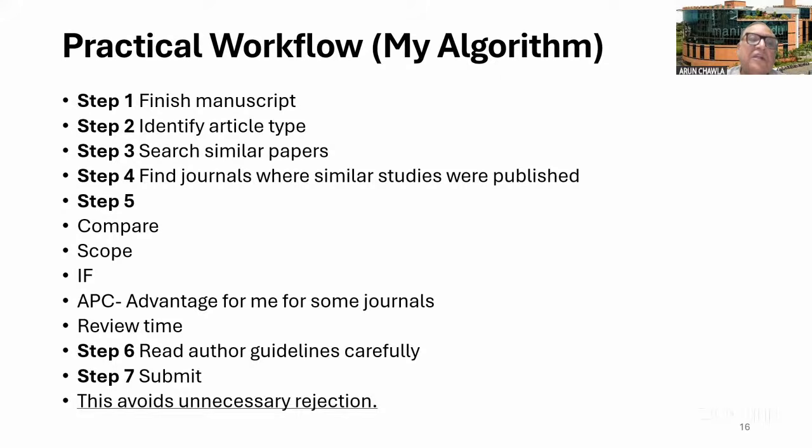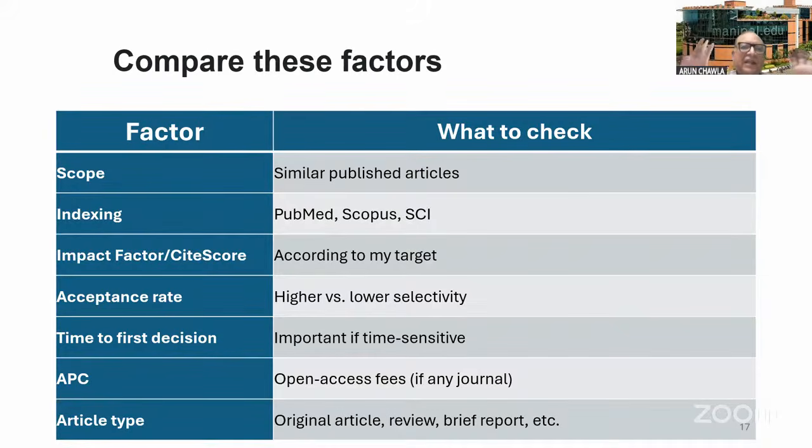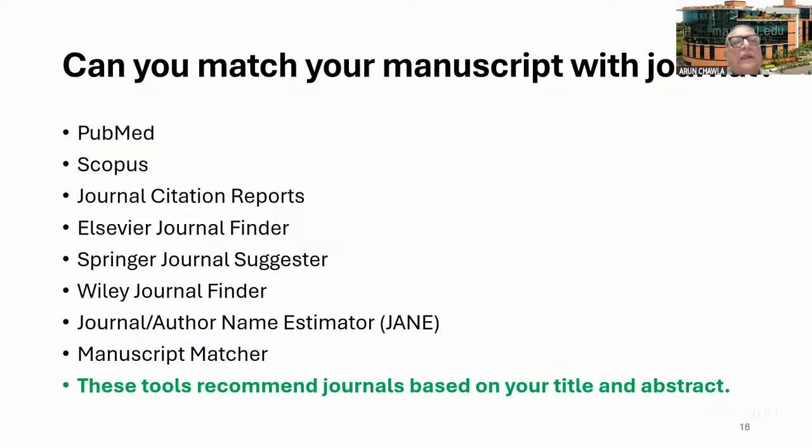APC gives me a little advantage because as faculty of our institution, we have open access agreements with many journals, including European Urology Open Science, European Urology Focus, and many Springer journals. So this gives us a little bit of advantage. Again, after finishing this, I'll go through the author guidelines very carefully, and only then I'll submit, to avoid unnecessary rejection. This is a checklist which we keep handy for publication when we are close to finalizing our manuscript, or have finished our manuscript. I'll run through that. So this is a very important issue.